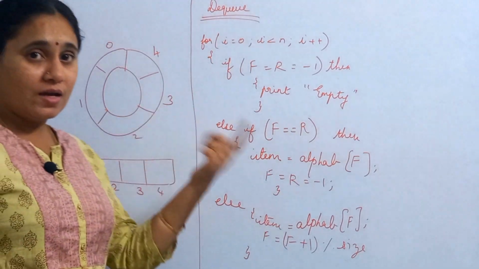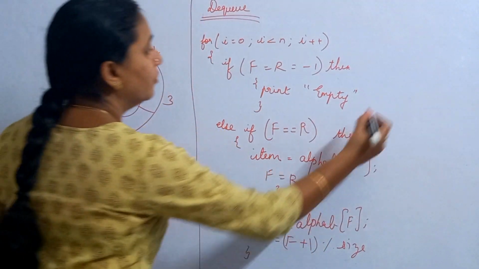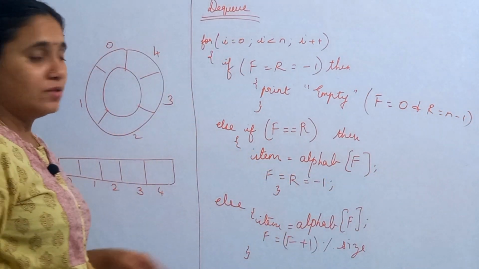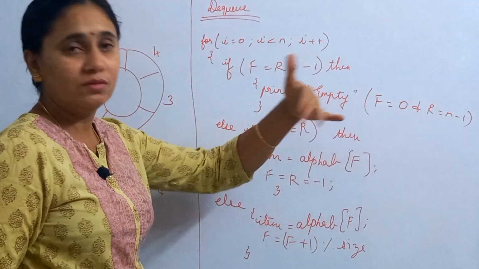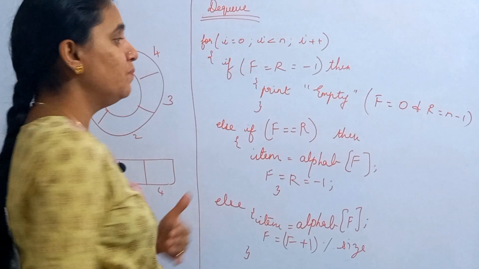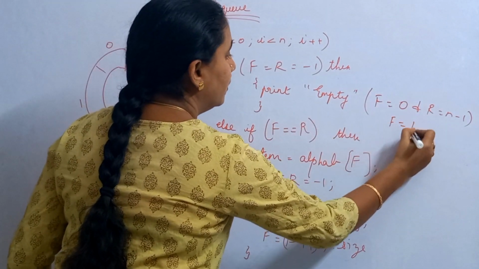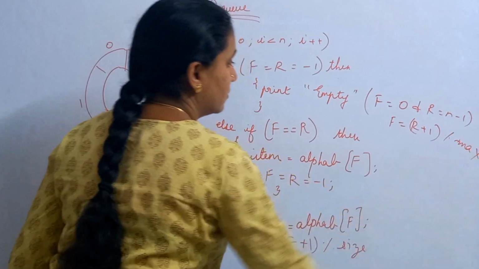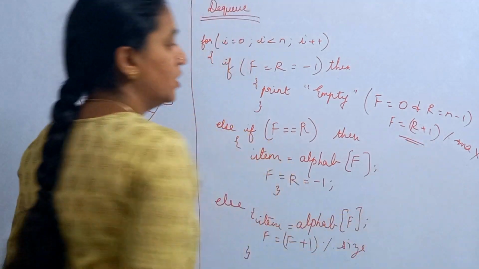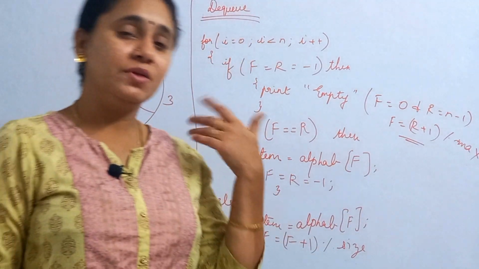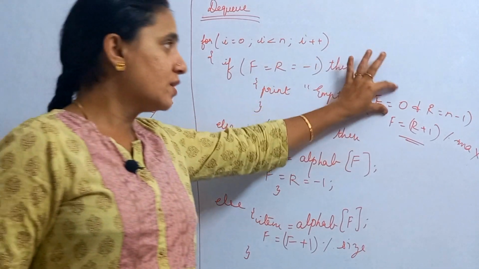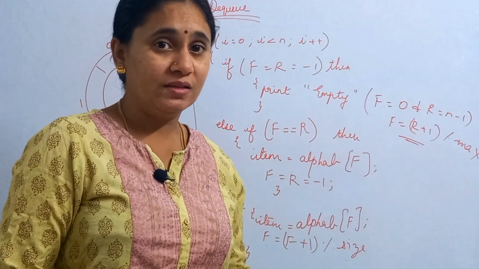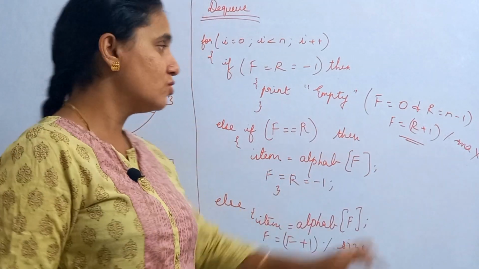What I did in the last video, I used if f is equal to 0 and r is equal to n minus 1. Instead of using these conditions for checking whether the queue is full, I can use the formula front equal to rear plus 1 modulo size, that is modulo max. Please make a note of it. This is one of the formulas which I discussed in the previous videos. Instead of using this condition, we can also use this directly. If this condition is true, I can tell that my circular queue is full. Friends, please make a note of it.